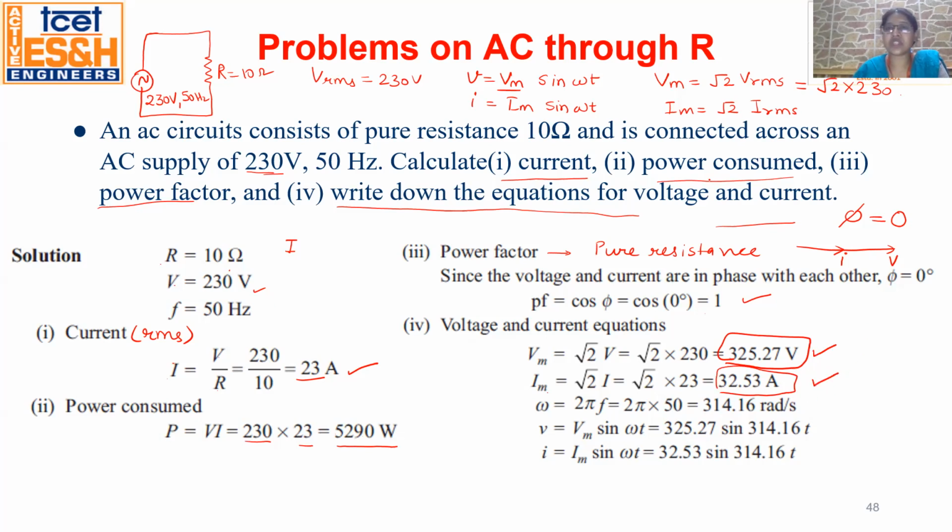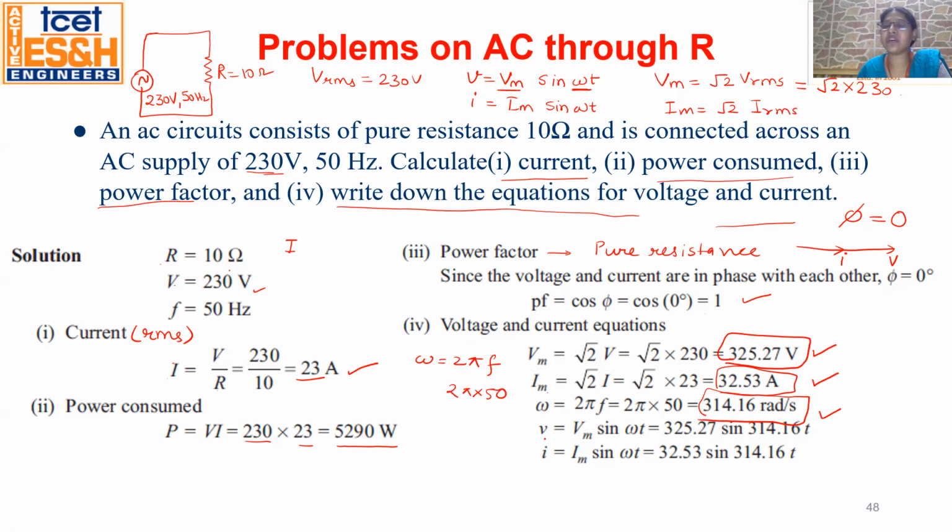Now for this equation, we have to find omega. Omega is what? Omega is 2 pi f. So 2 pi multiplied by 50 will give you 314.16 radian per second. Okay, so this is your value of omega.